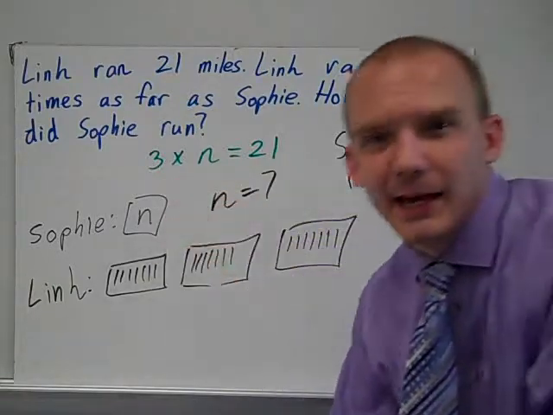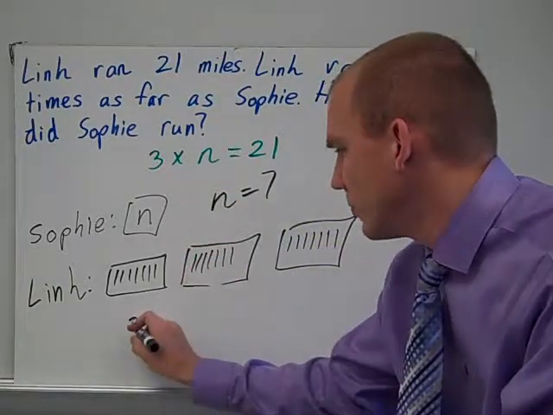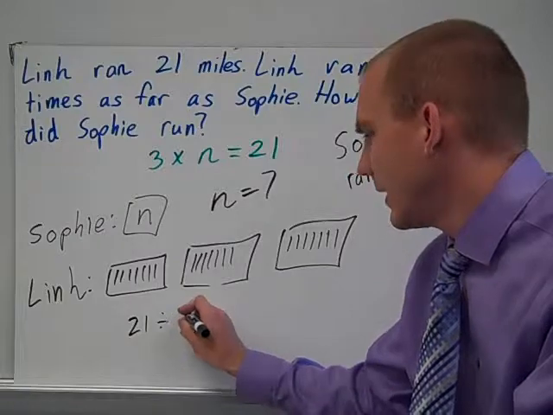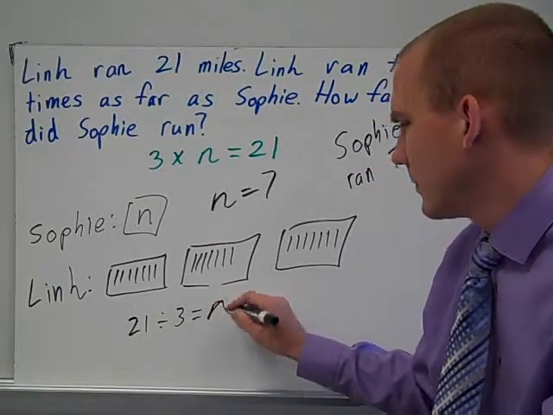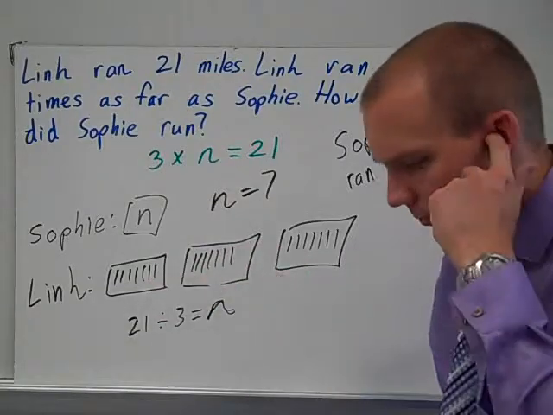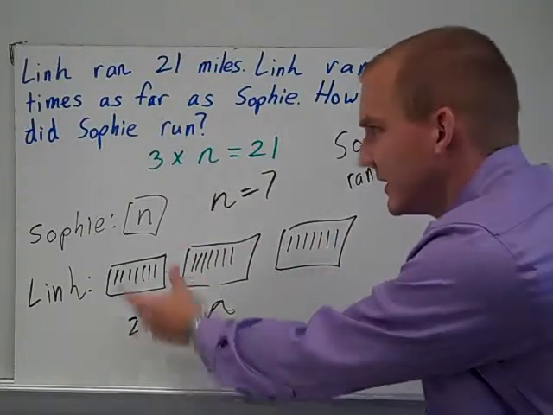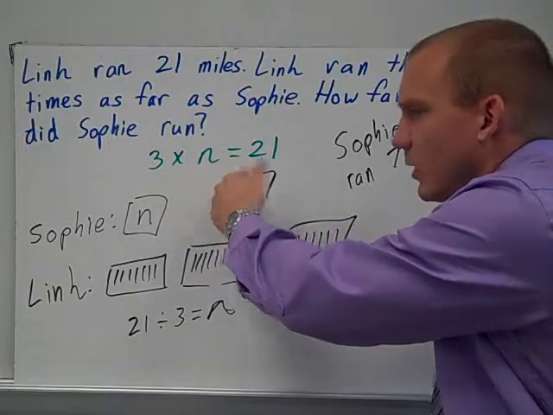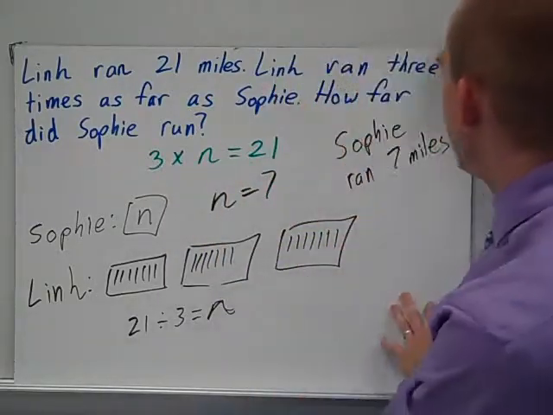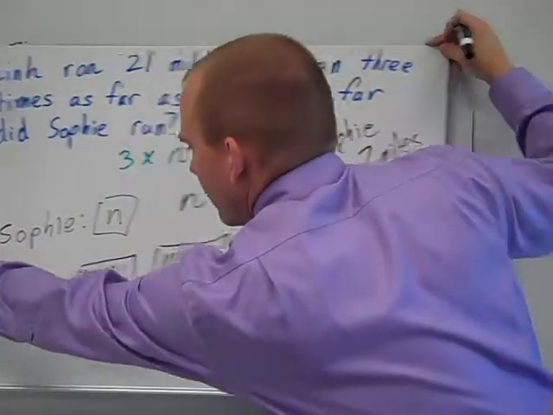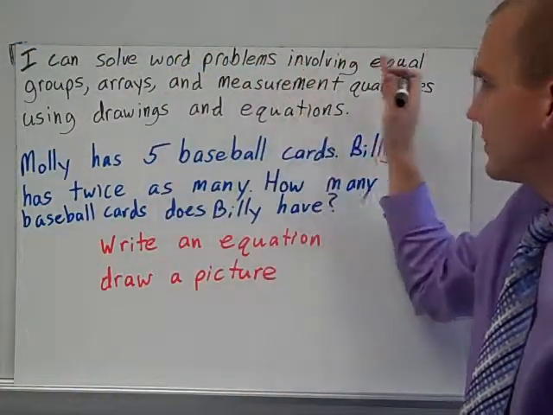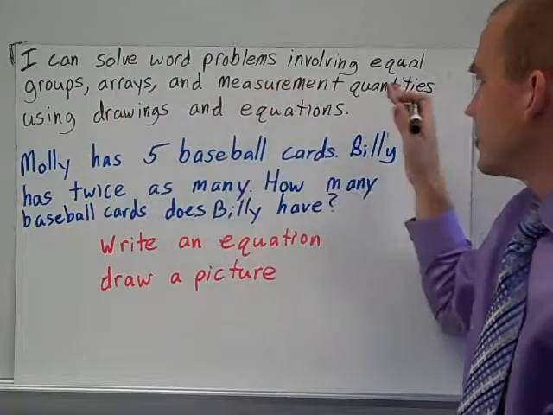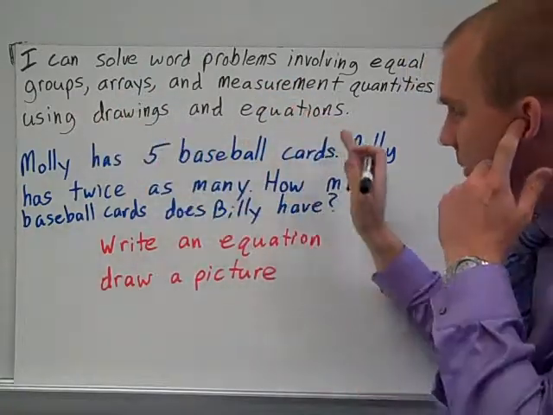You could almost look at it as though I solved this one really by doing 21 divided by 3 equals n, because I took the 21 and I split it into 3 equal groups. So just a little side: I really kind of did this in trying to figure out 3 times what is going to equal 21. I can solve word problems involving equal groups, arrays, and measurement quantities using drawings and equations.